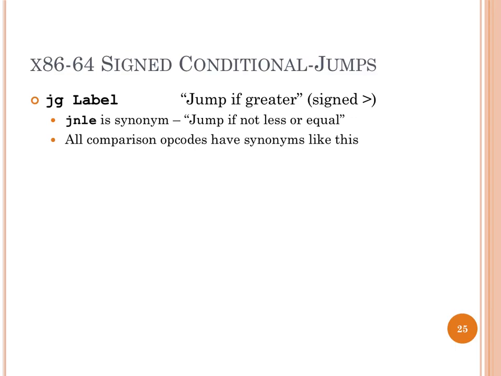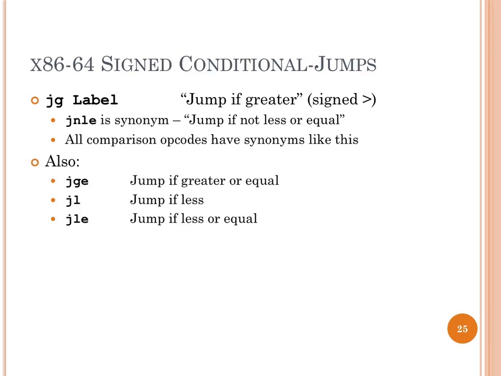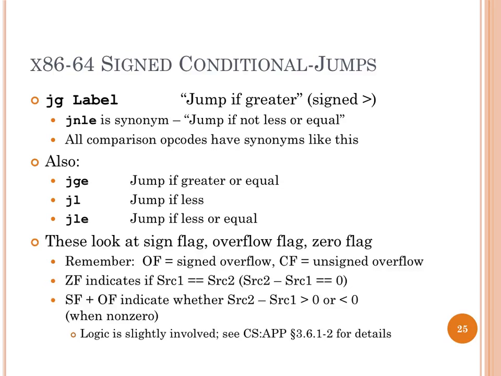Jump if greater. Again, if you really like typing and assembly code is bumming you out because you don't have enough characters in the instructions, you can do things like jump if not less than or equal, if you like. It's the same thing as jump if greater. But this is a signed comparison. You have jump if greater or equal, jump if less or equal. These look at a combination of three flags: the zero flag for telling if things are equal, and then the combination of the carry flag and the overflow flag, because that'll tell the processor if this thing is greater or less than the other value.